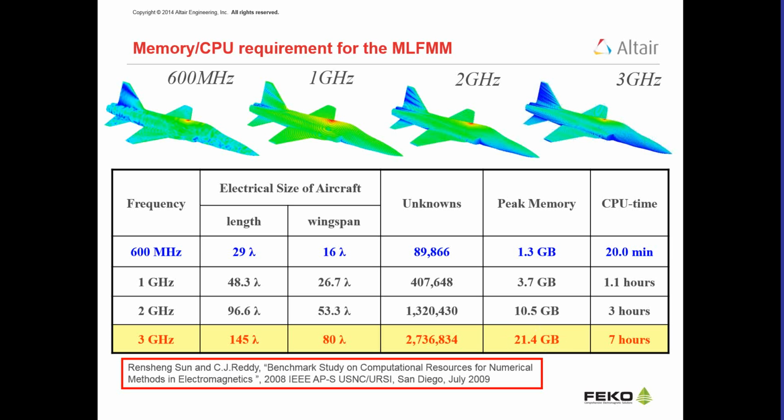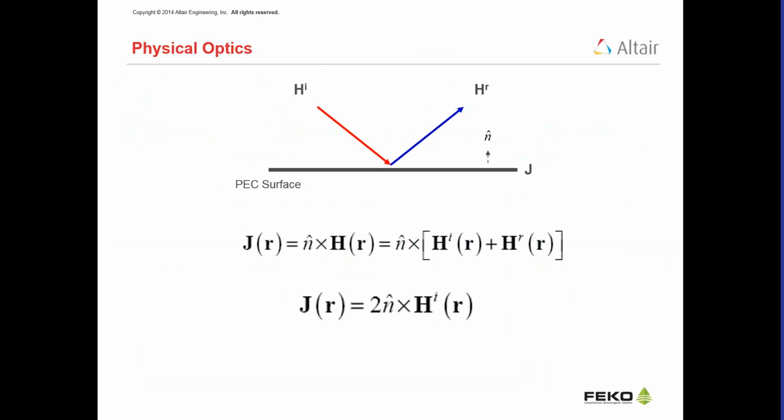So again, here we hit a brick wall in terms of memory. It's good that we went all the way from 600 MHz to 3 gigahertz. So going beyond 3 gigahertz, what can we do? That's where physical optics comes into the picture. Physical optics works on a very simple principle: you compute the currents on the surface using the formula 2n cross H, where n is the normal to the surface and H is the incident magnetic field.